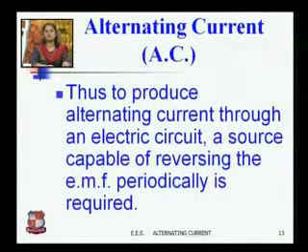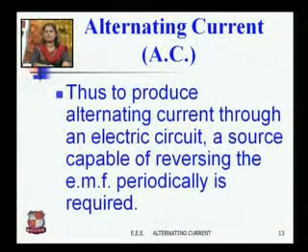Thus, to produce alternating current through an electric circuit, a source capable of reversing the EMF periodically is required, because it is a characteristic of alternating quantity that the direction of current, or you can consider a voltage, is changed with respect to time. So you require a source which will reverse the direction periodically.